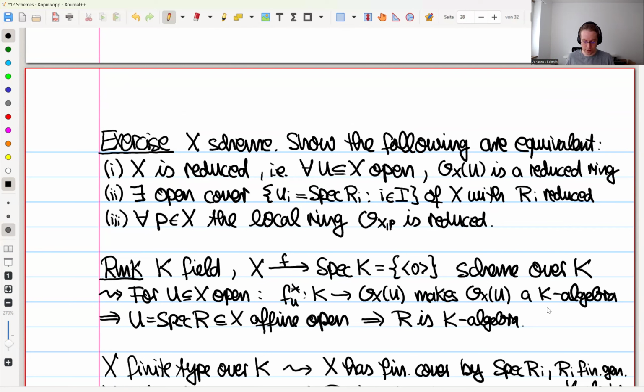that characterizes these pre-varieties. In particular, for any affine subset U equals Spec R inside X, if X is a scheme over K, then R will automatically be a K algebra. And in a certain sense, being a scheme over K just means that all of these rings which help you cover X are K algebras, and they're K algebras in a compatible way. If you have two of them overlapping, then how you identify these elements of K as functions is compatible on this overlap. Okay.